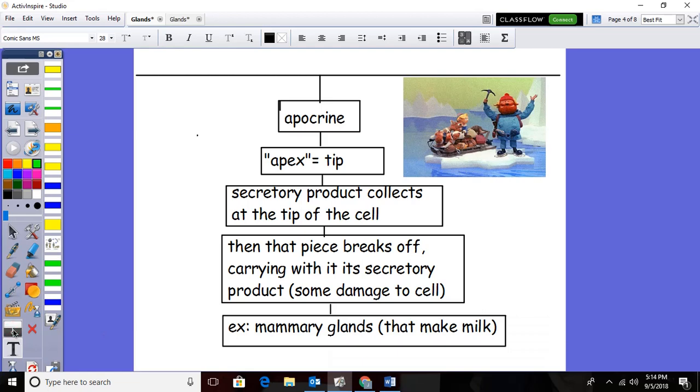So your examples for apocrine glands are mammary glands that produce milk. So in this case, when we draw this, our secretory product is going to be milk. Okay, so just remember, if I'm going too fast, feel free to pause this. But I'm going to move on to drawing our picture.